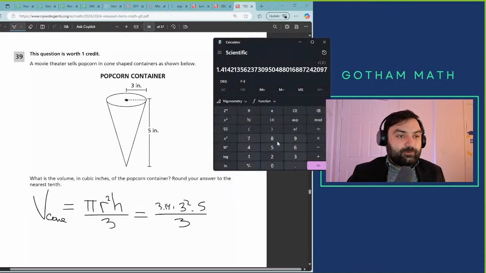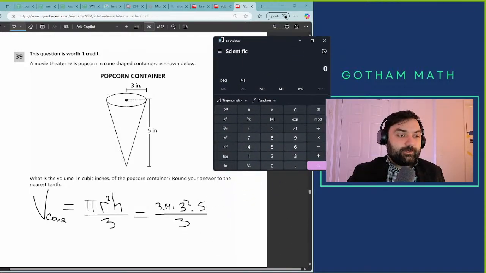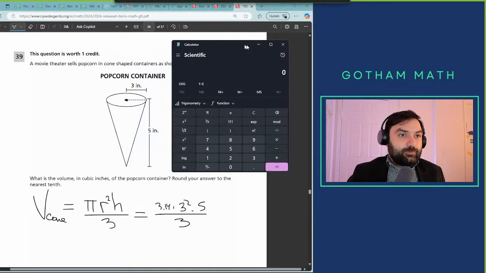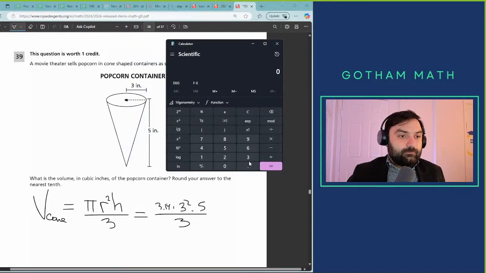All we have to do is just do it all on a calculator. So it's going to be like this. Well, we know what 3 squared is, right? It's 9. So 9 times 5 times pi, and I can use the pi button right here. And all of that divided by 3.